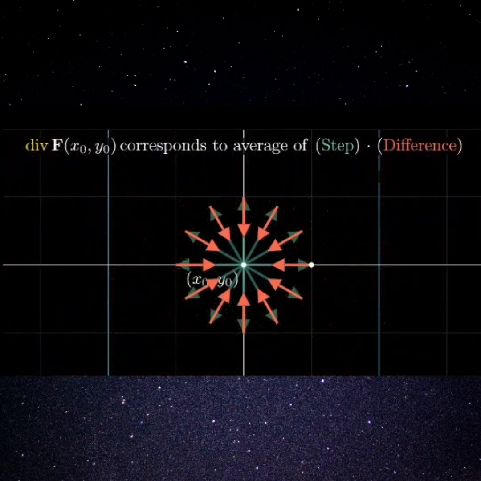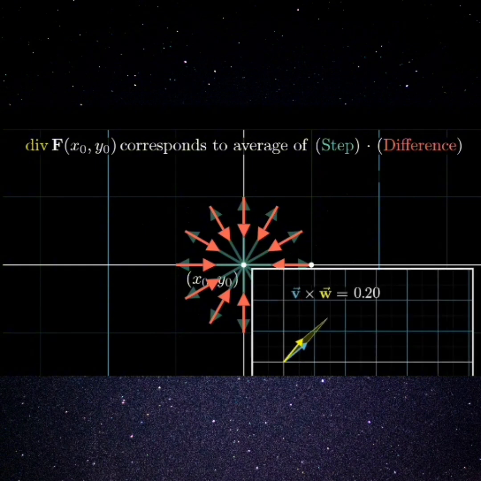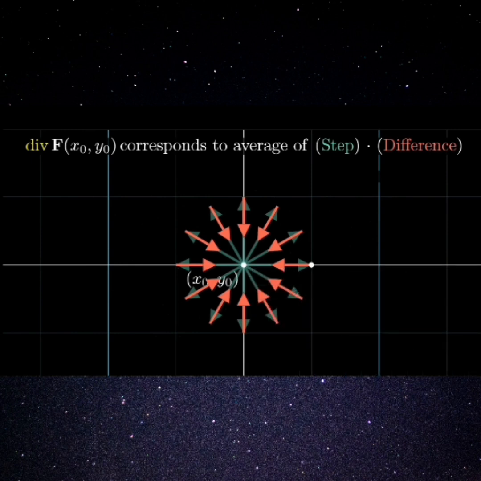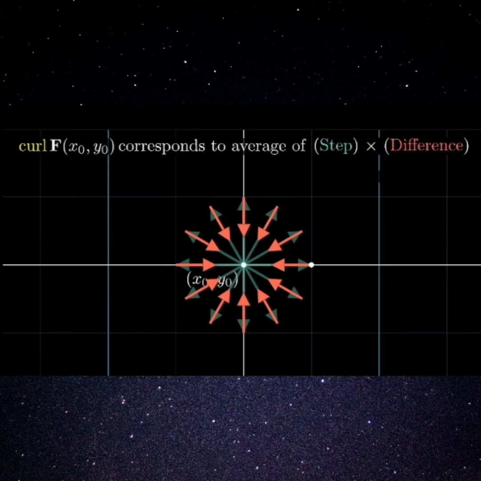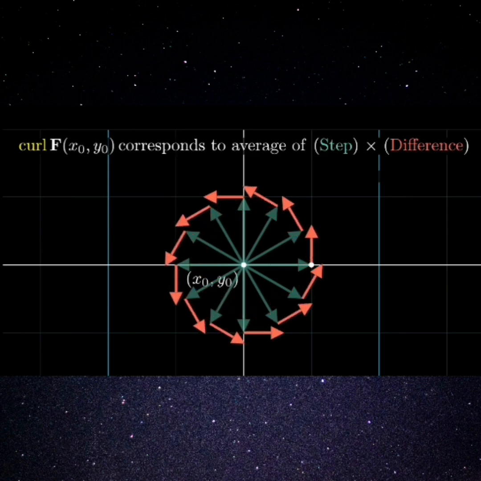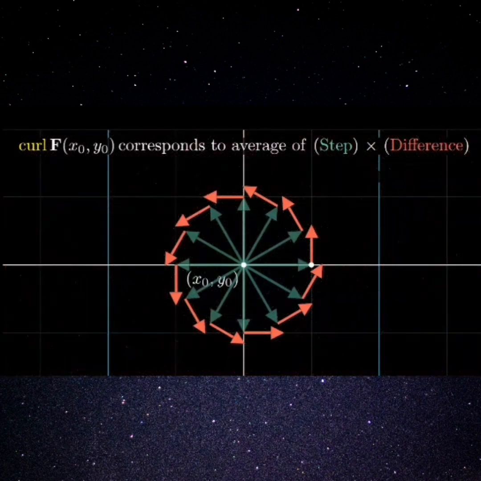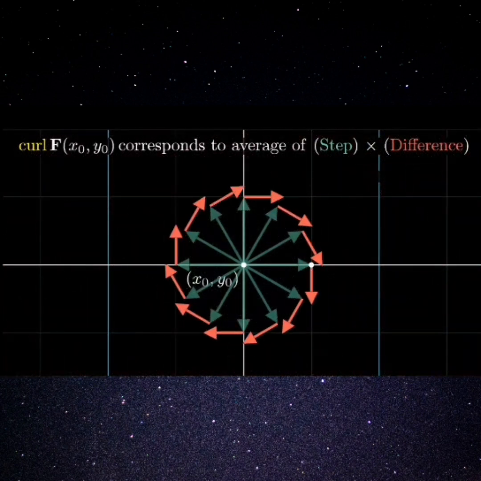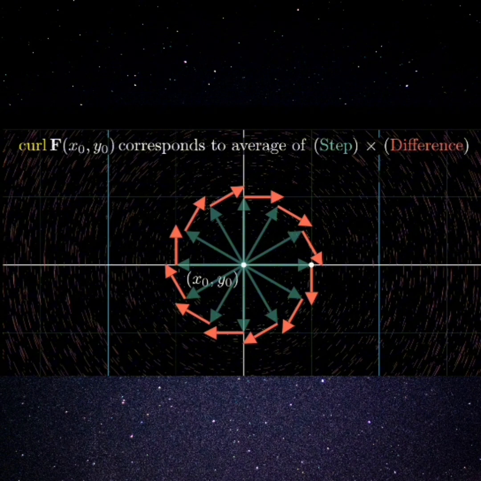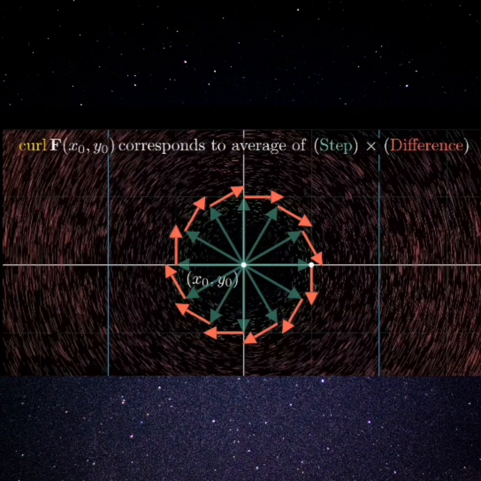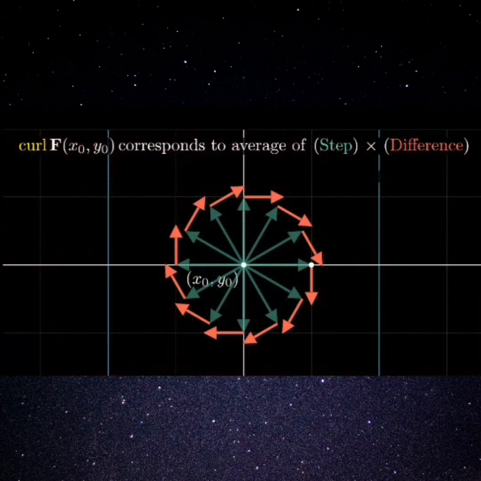Similarly, remember that the cross product is a sort of measure for how perpendicular two vectors are. So the cross product of your step vector with the difference vector that it causes tends to be positive in regions where the curl is positive, and vice versa. You might think of the curl as a sort of average of this step vector difference vector cross product. If a step in some direction corresponds to a change perpendicular to that step, that corresponds to a tendency for flow rotation.